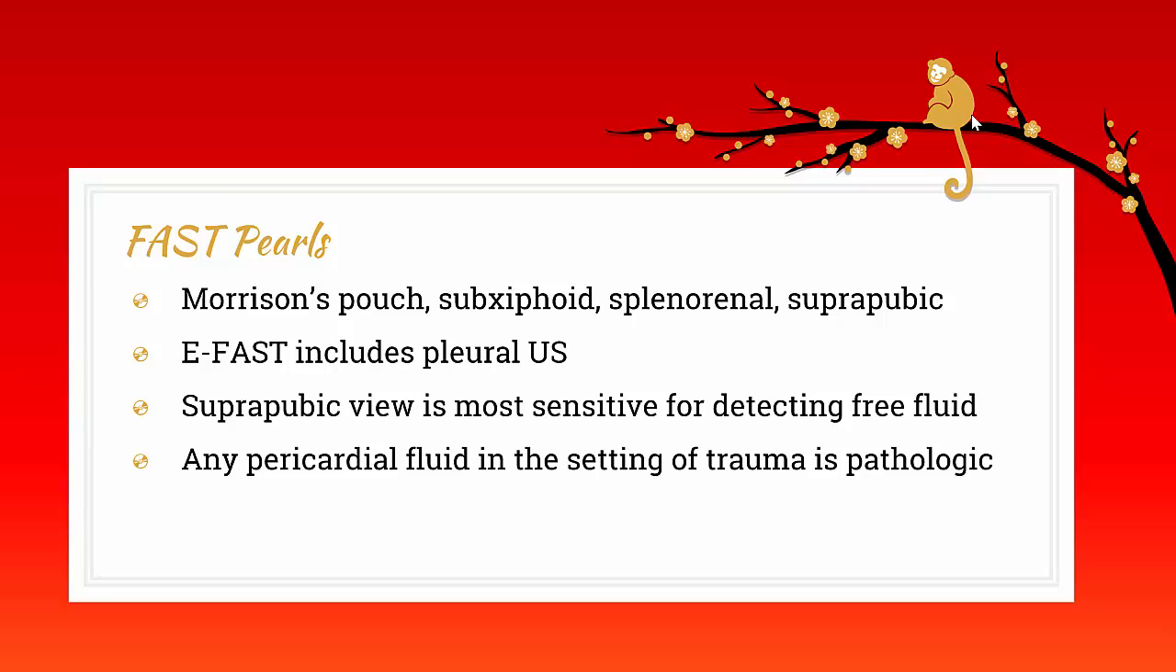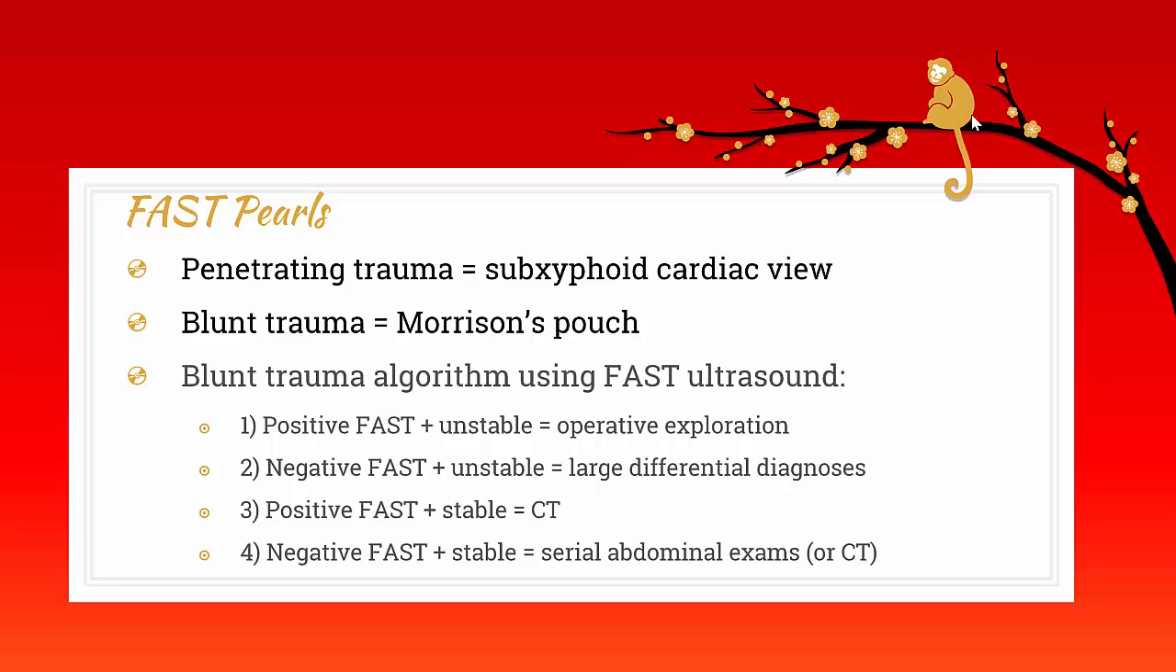In the setting of trauma, remember any pericardial fluid is pathologic and will require a trauma consult or transfer depending on what resources are available to you in your question stem. Whenever penetrating trauma is present, the first view obtained is the cardiac view. Conversely, in blunt trauma, the exam always starts with Morrison's pouch. And there's a little bit of an algorithm for blunt trauma when you are using your FAST exam as far as management and disposition for the patient.